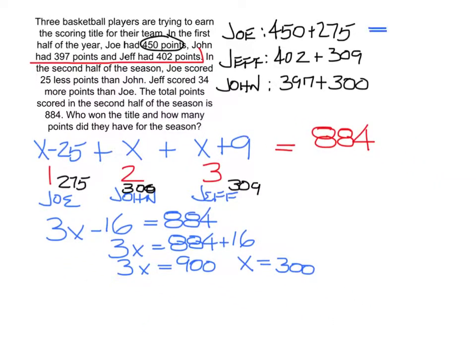If you add these up, this one is going to be 725. This one's going to be 711. And that one is 697. So the winner is 725, which would be Joe.